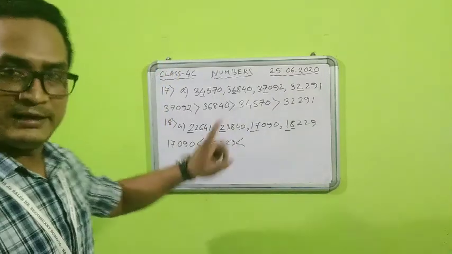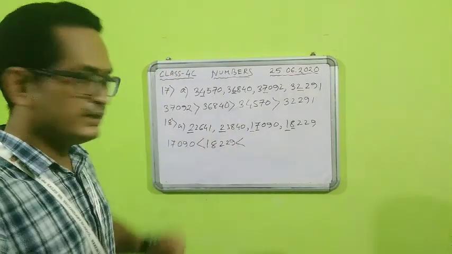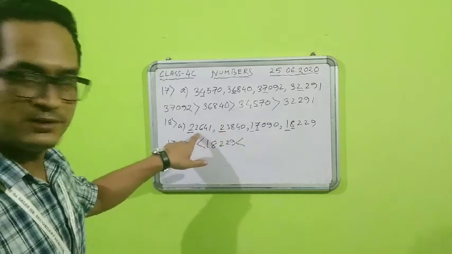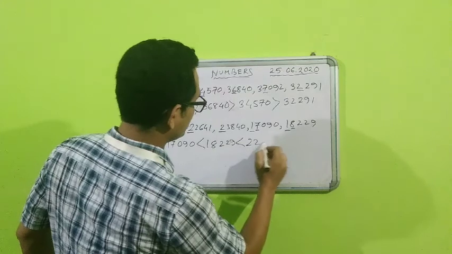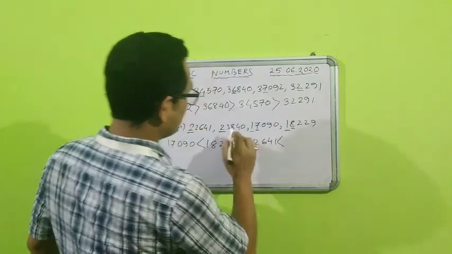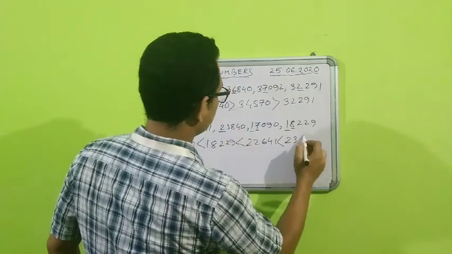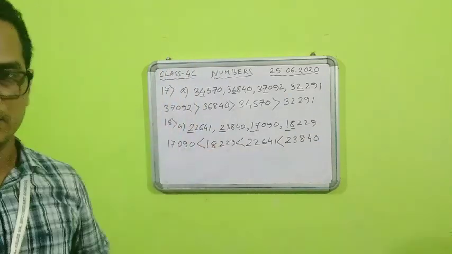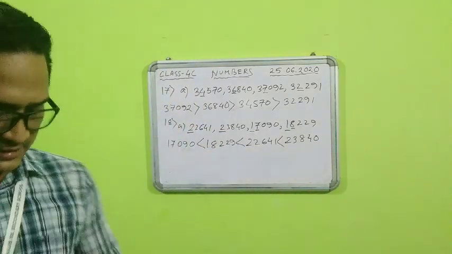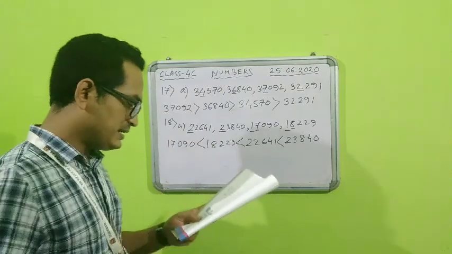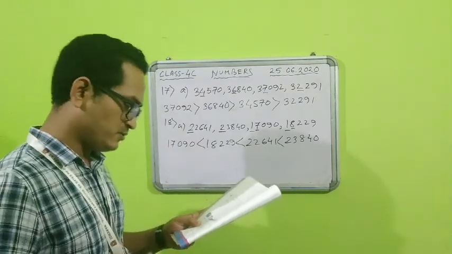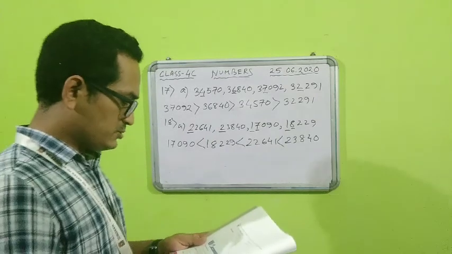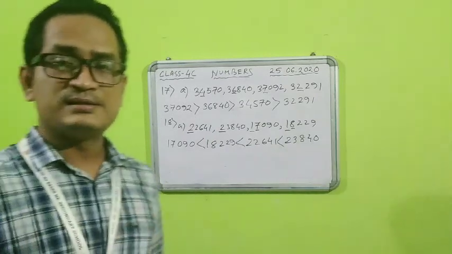Now let us come to the greater ones. 2, 2, they are the same. So let's see 2 and 3. Of course 2 is smaller, so it will come first. That is 22,641. And finally this is the greatest one, that is 23,840. So that is the ascending order, smallest to largest: 17,090, 18,229, 22,641 and 23,840. So student, these are the ascending order of these 4 numbers.